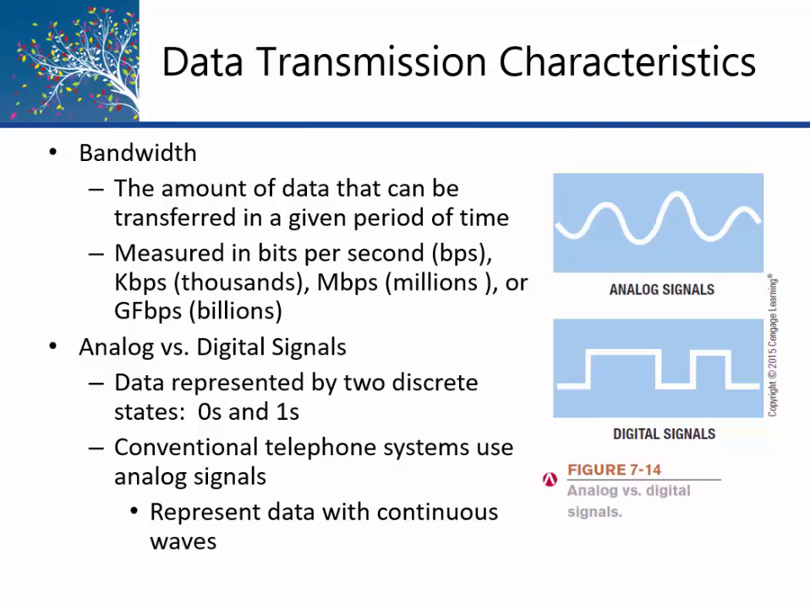There's any number of ways that we can represent two distinct values. And when we have two distinct values, we're talking about a digital representation. Computers use digital representations, and computers are very, very fast because they're using electric representations of that, and the currents, the voltages move extremely fast. So we have fast processing.